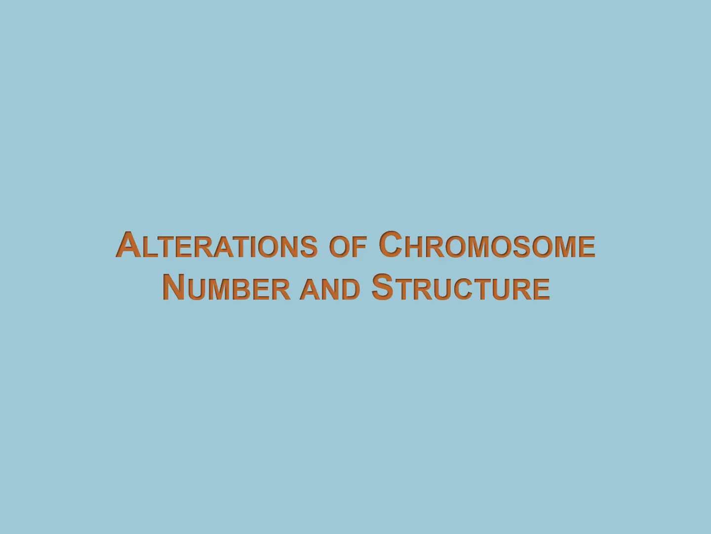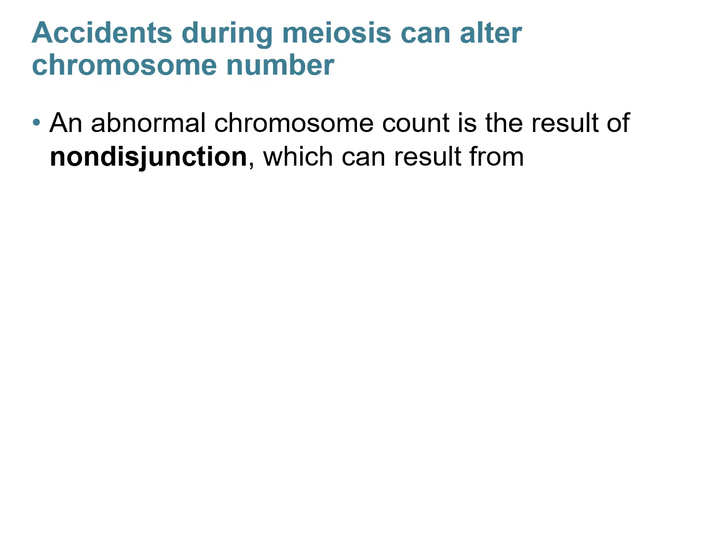Alright, so now we've talked about mitosis and meiosis and two places that we can get variation: independent assortment and crossing over. Now we're going to talk about what happens when a mistake occurs. This usually will result in a change in the chromosome number or chromosome structure in an individual. The most common thing that can happen is that there can be an abnormal chromosome count. This means that there is either too many chromosomes or too few. We call this type of event a non-disjunction.